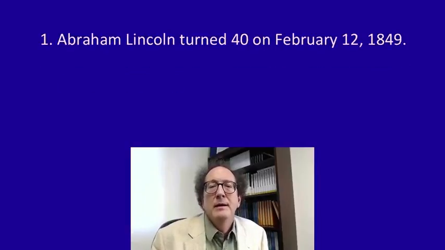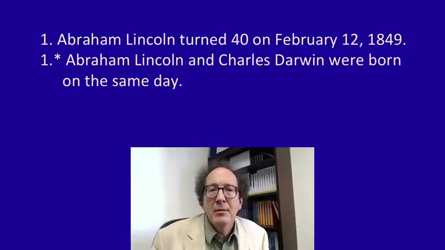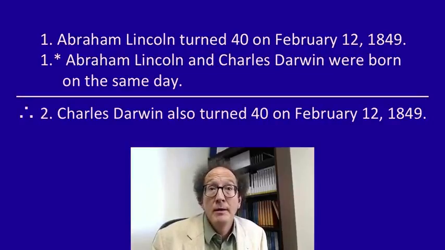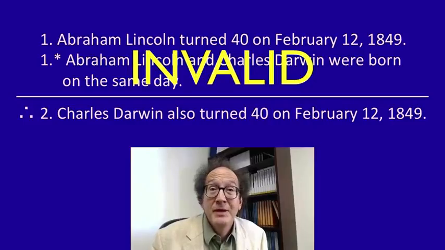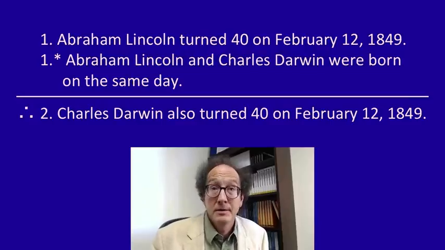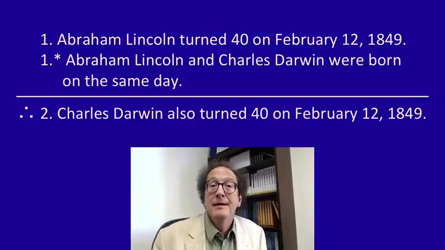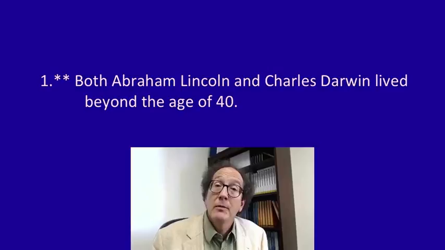So now we filled out the argument. Abraham Lincoln turned 40 on February 12, 1849. Abraham Lincoln and Charles Darwin were born on the same day. Therefore, Charles Darwin also turned 40 on February 12, 1849. Now is the argument valid? No, it's still not valid, because Darwin might have died before 1849. So we have to add another suppressed premise, namely that both Abraham Lincoln and Charles Darwin lived beyond 40. So now we have a fuller argument.